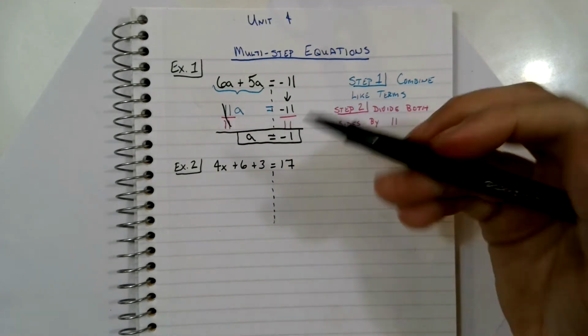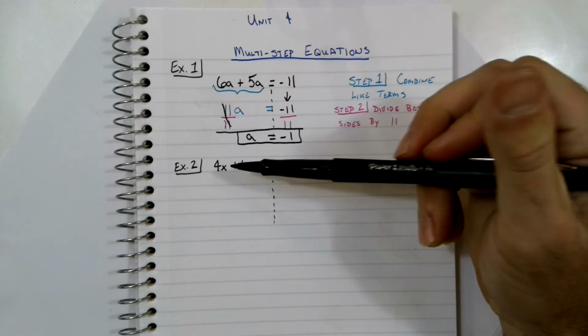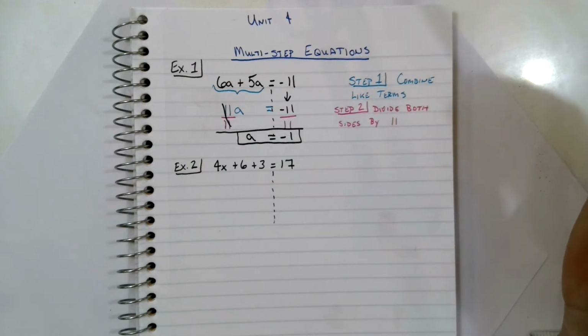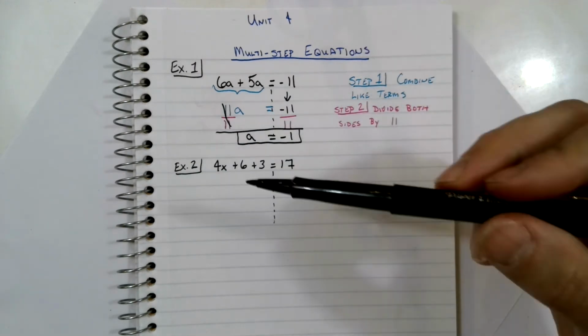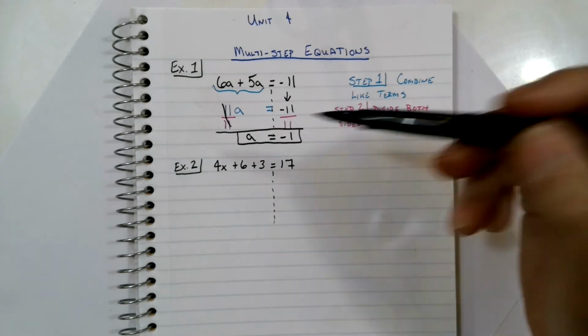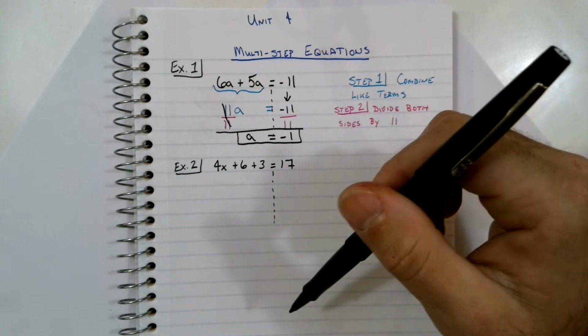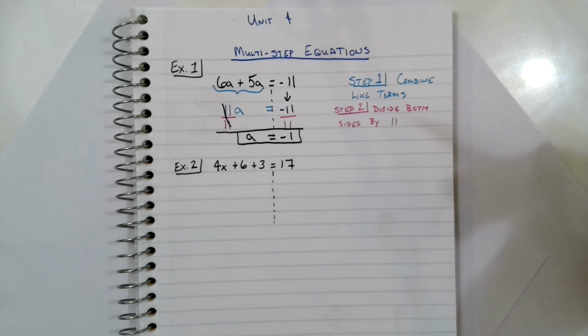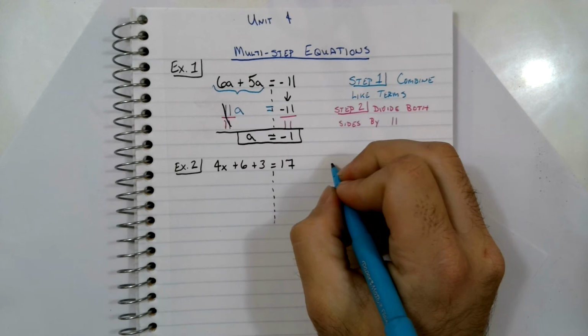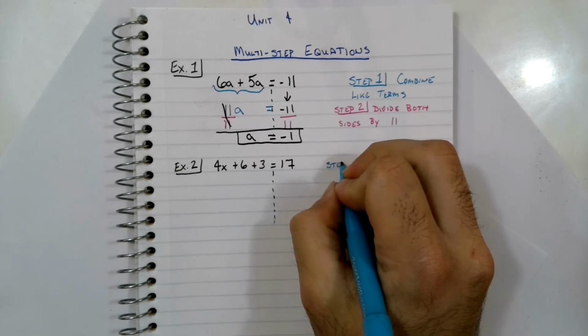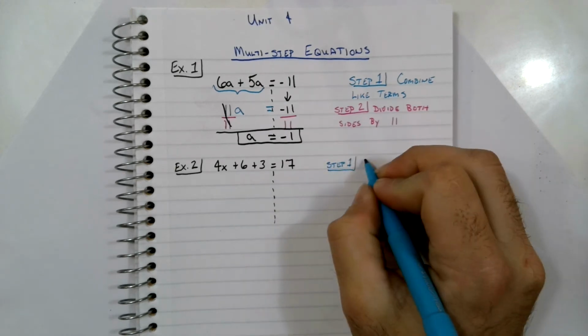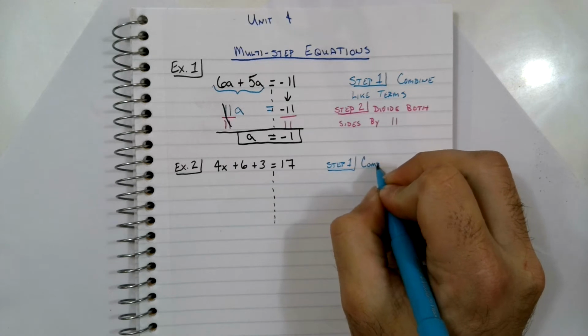Now, these types of equations get to some of you because you see all these numbers and you don't know where to start. There's many ways I could do this. I could simply work from term to term. I could subtract 3, then I could subtract 6. It's fine. But what I'm going to do for this particular equation is combine my like terms again. So my first step here, I'm going to combine like terms.